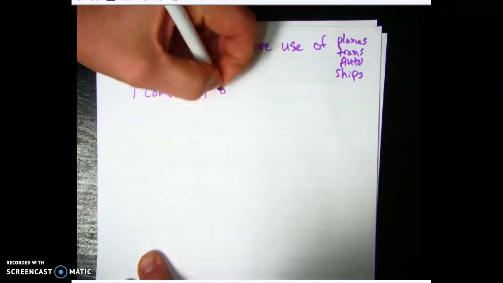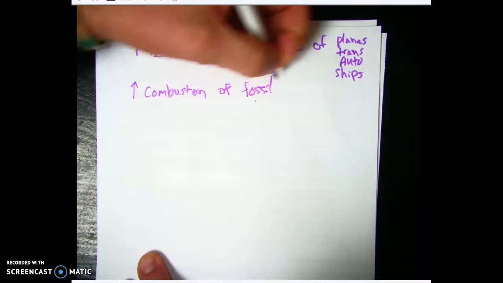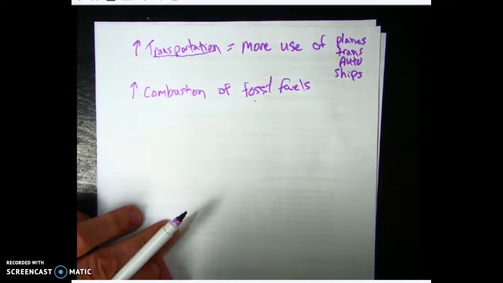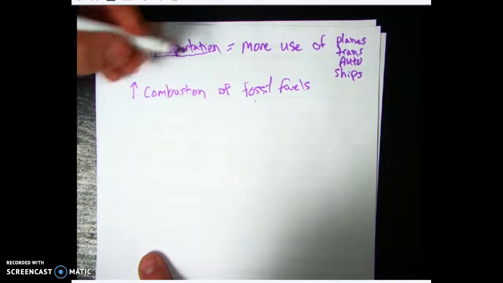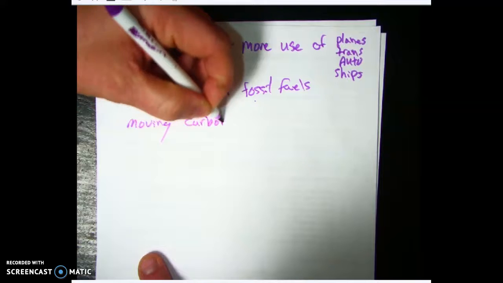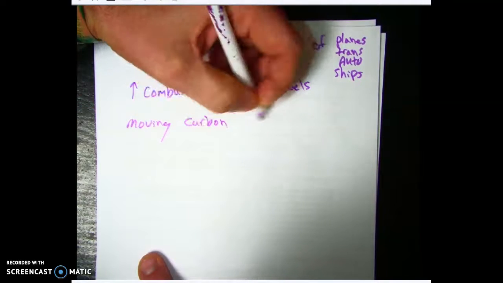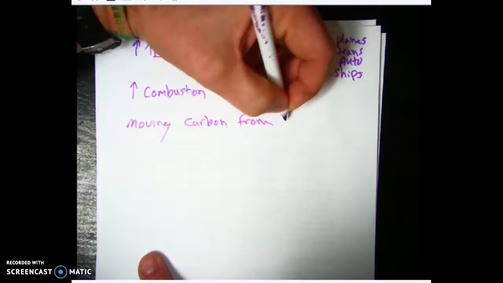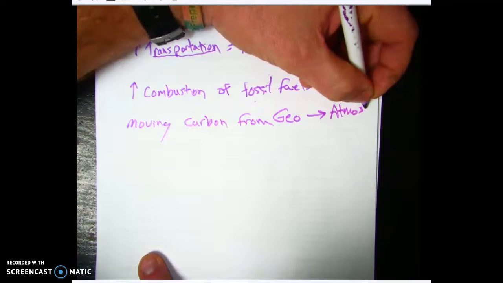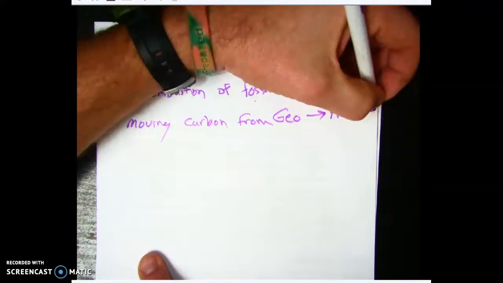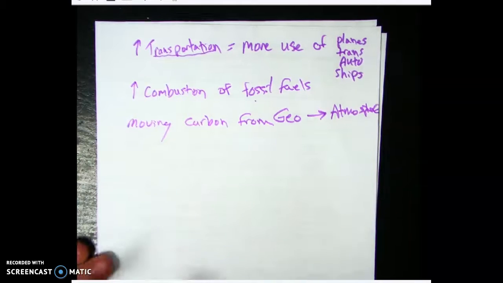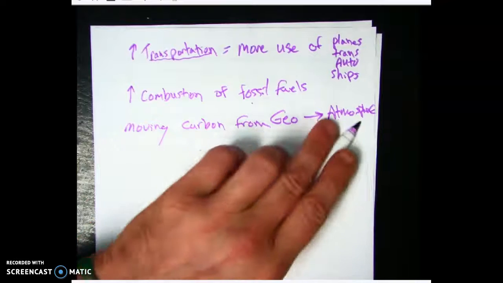So increased transportation will mean an increase in combustion of fossil fuels, right? Because planes, trains, automobiles, and ships all run on the fossil fuels. So we are going to be moving carbon from one sink to another. So we're going to be moving carbon from the geosphere to the atmosphere in those combustions, okay, when we burn this fuel. So that is going to be our sphere to sphere interaction, is moving from geosphere into the atmosphere.